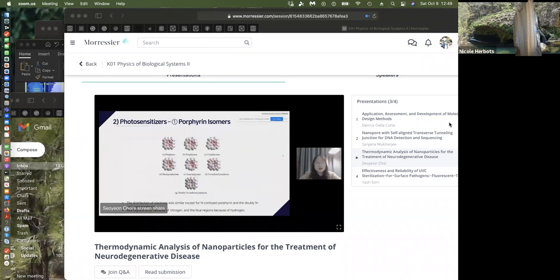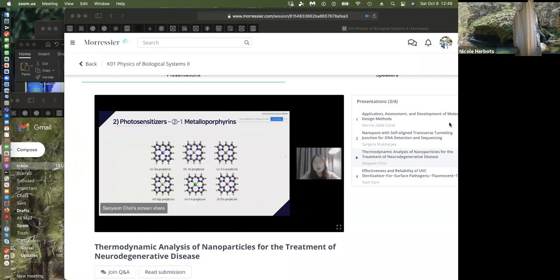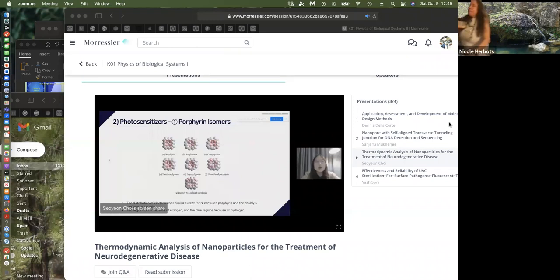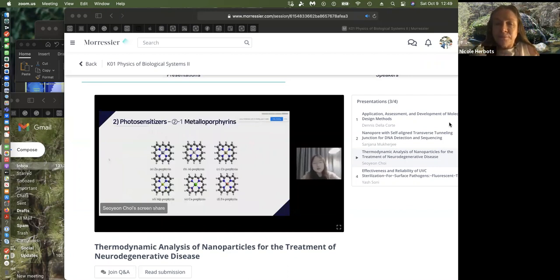Observing the electrostatic potential map, we saw that the distribution of electrons was similar except for N-confused porphyrin and the doubly N-confused porphyrin. The red regions occurred because of nitrogen and blue regions because of hydrogen. We saw that the color of the electrostatic potential map was not that deep, so the electronic distribution was not that polarized.